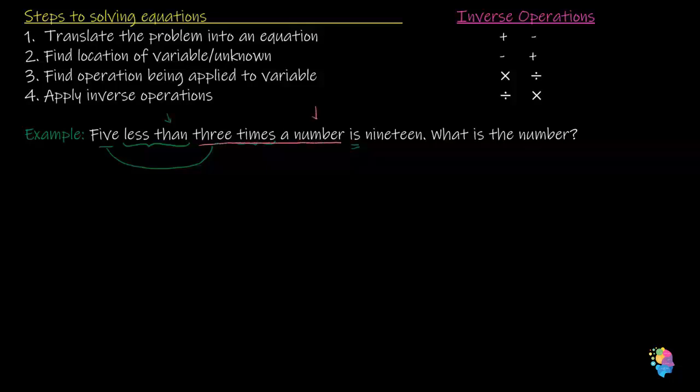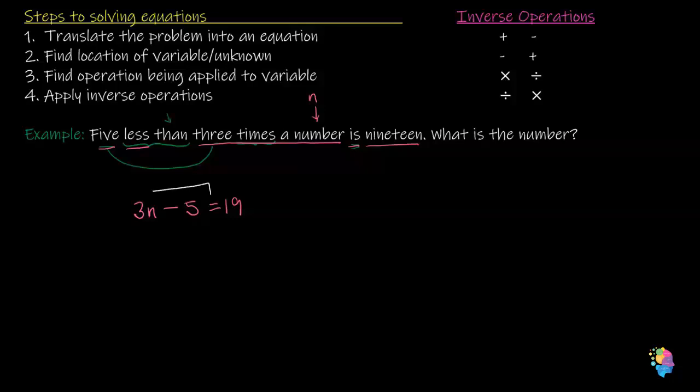Since I don't know which number I'm looking for, I'm going to represent it by the letter n. So this is 3 times n. From there, less translates into subtraction, and then that's 5. Is translates to equals, and then 19. So this is the equation to solve.